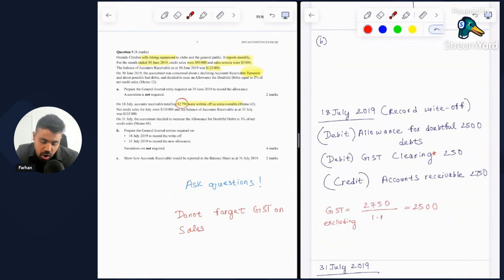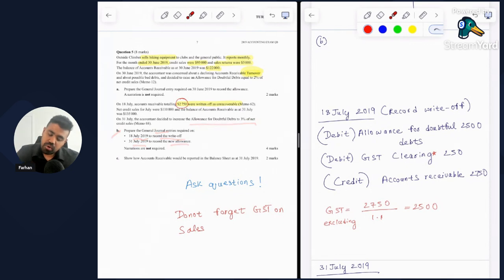So part B says that on 18 July, which is the next month, accounts receivable totaling $2,750 were written off as unrecoverable. So this is bad debts written off. Net credit sales for July were $110,000 and the balance of accounts receivable as of 31 July was $135,000. On 31 July, the accountant decided to increase the allowance for doubtful debts to 3% of net credit sales. The first requirement of Part B is to do the journal entries on 18 July 2019 to record the write-off, and then on 31 July 2019 to record the new allowance.